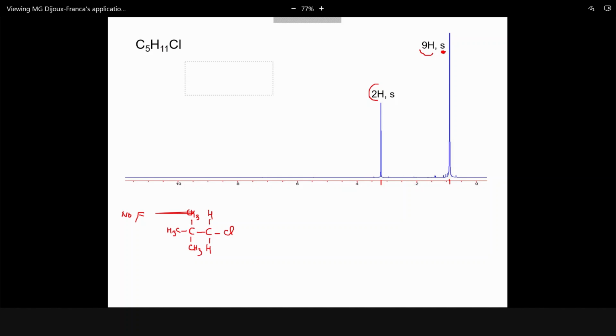Okay. How many carbons do you have? 1, 2, 3, 4, 5. There are 5 carbons. No, for this group with the 3 methyl groups, how is it called in organic chemistry?